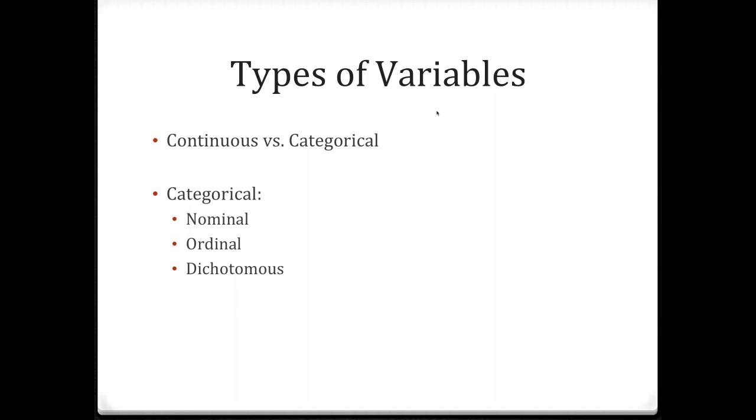In the Introduction to Epidemiology video, we learned how to distinguish between outcome and exposure variables. Variables come in many different types. The first question is whether a variable is continuous or categorical. If it's categorical, is it nominal, ordinal, or dichotomous?